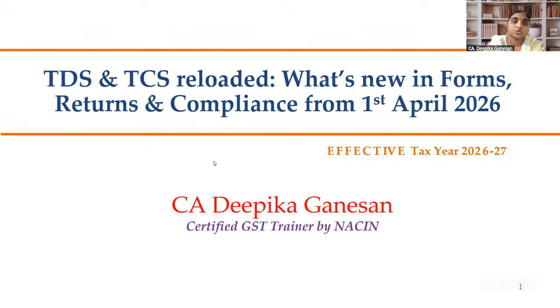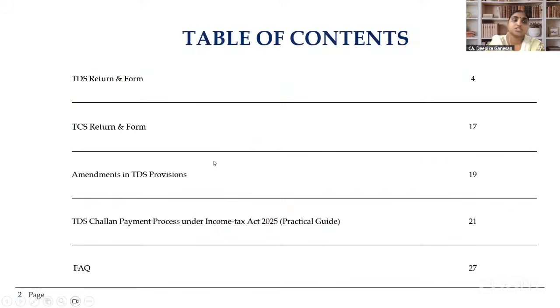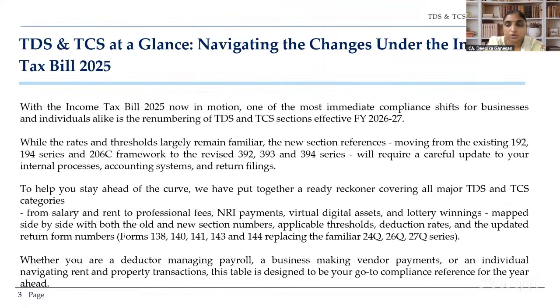So what are the topics for discussion is TDS returns and forms, then TCS return and form, amendments in TDS provision, and how to make the payment, TDS challan payment process under this new Income Tax Act, and FAQs. So first thing is, how are we going to navigate from the 1961 Act to the 2025?